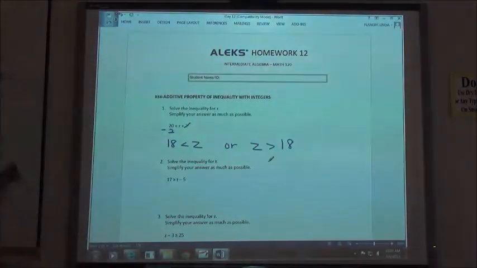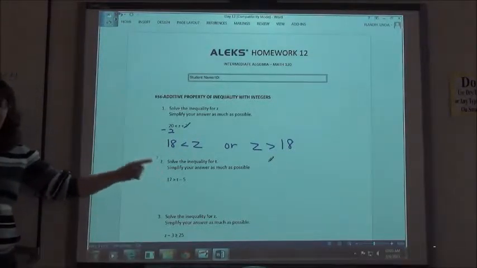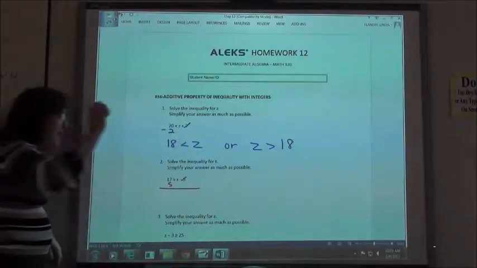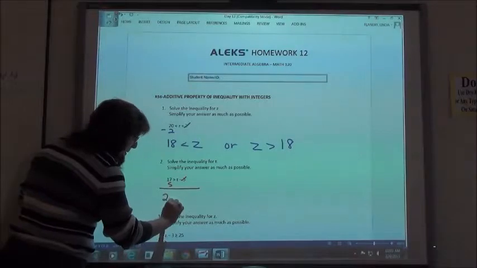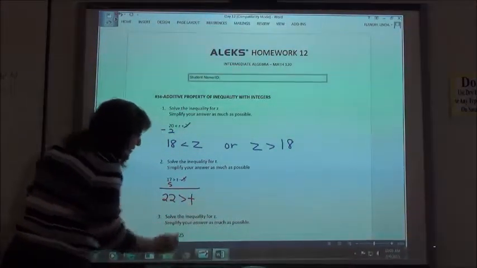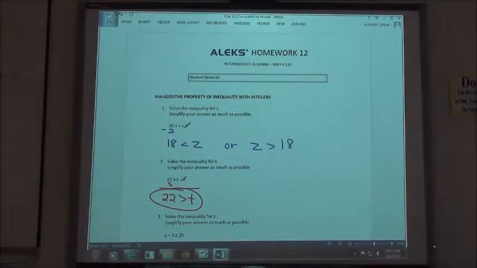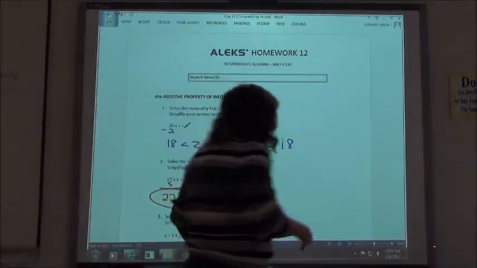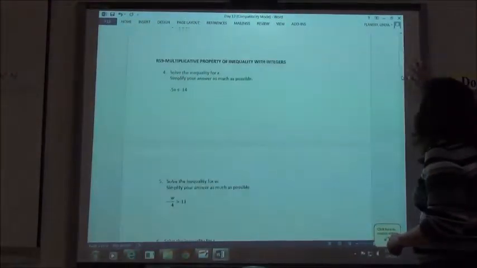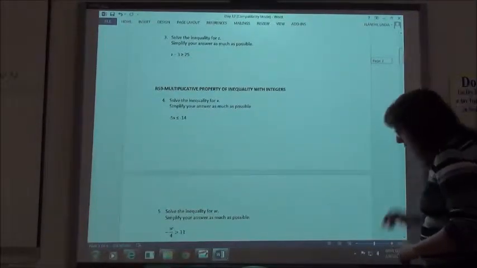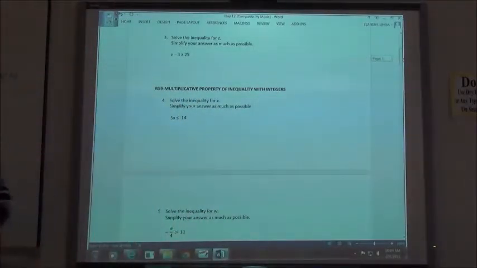So on number 2, if I'm solving for t, what would I do? Add the 5. 17 plus 5 would give me 22 is greater than t. And you have to enter that whole inequality in there. It's not just 22. It's 22 is greater than t. And I moved mine around because I wanted to make the font a little bigger so my pages aren't going to line up with yours, but it'll be the same questions.